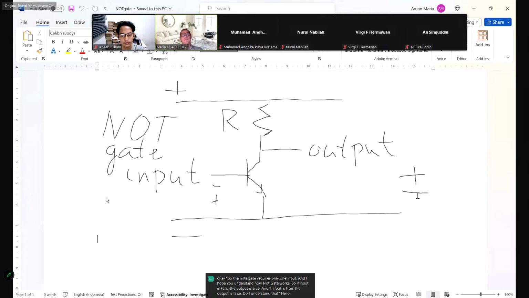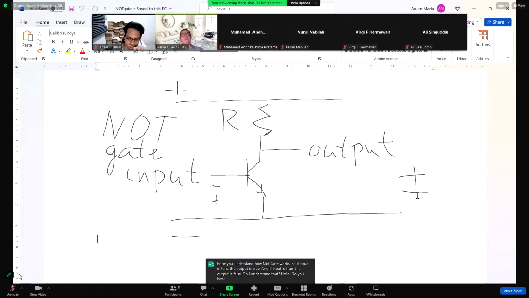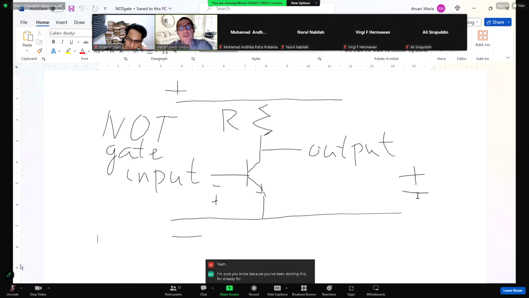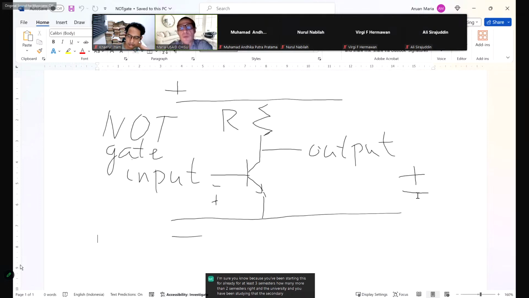Hello? Do you understand how NOT gate works? Hello? Well, I think you need to know how NOT gate works. I'm sure you know, because you've been studying this for at least 3 semesters. How many? More than 2 semesters, right? At the university, and you've been studying that at the secondary school for a couple of years at least, I would say, right?